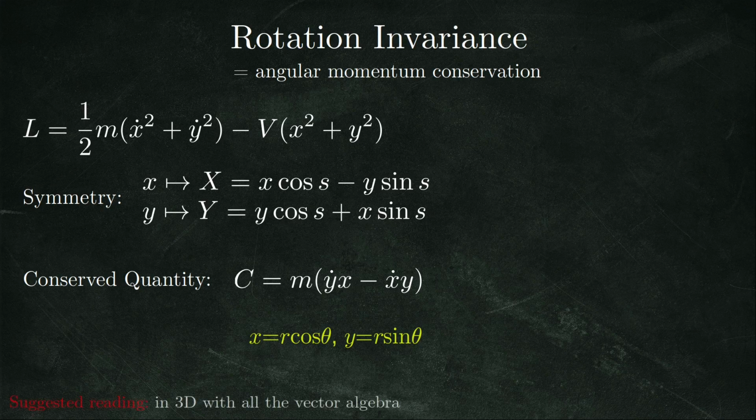And also, in the suggested reading, they go through similar examples, but in 3D. The end result's the same. Rotation invariance leads to angular momentum conservation. But in 3D, you can rotate in 3 different directions, so you have 3 conserved quantities. And you have to do a lot of vector algebra. But that's all in the suggested reading.